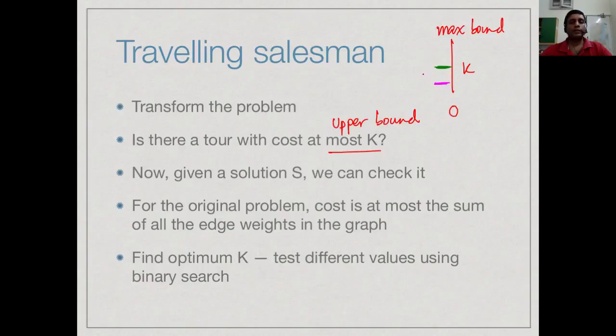So by doing a binary search, we narrow it down, and finally we'll find that this is the level where we have a tour, and above that we have tours, and below that we don't have tours. So this is the minimum cost tour.